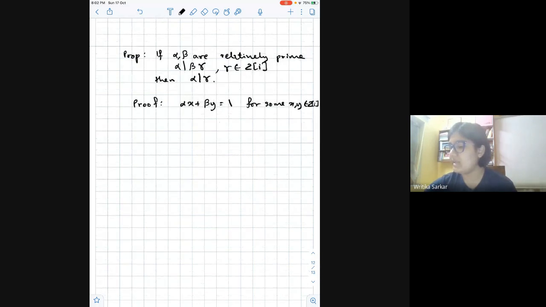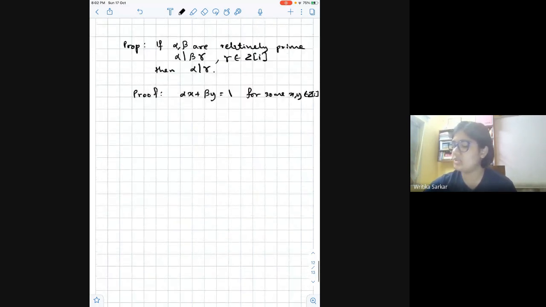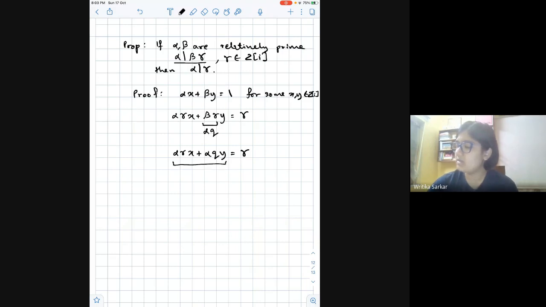And then we multiply this equation by gamma, so we get alpha gamma x plus beta gamma y is equal to gamma. And now since alpha divides beta times gamma, we can write beta times gamma to be some alpha times q. So we have alpha gamma x plus alpha q y is equal to gamma, and since this side is divisible by alpha, it follows that alpha divides gamma. It was as simple as that.